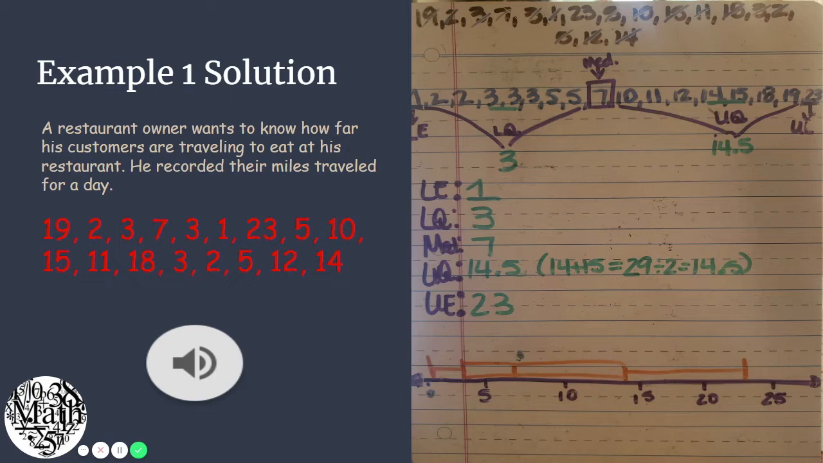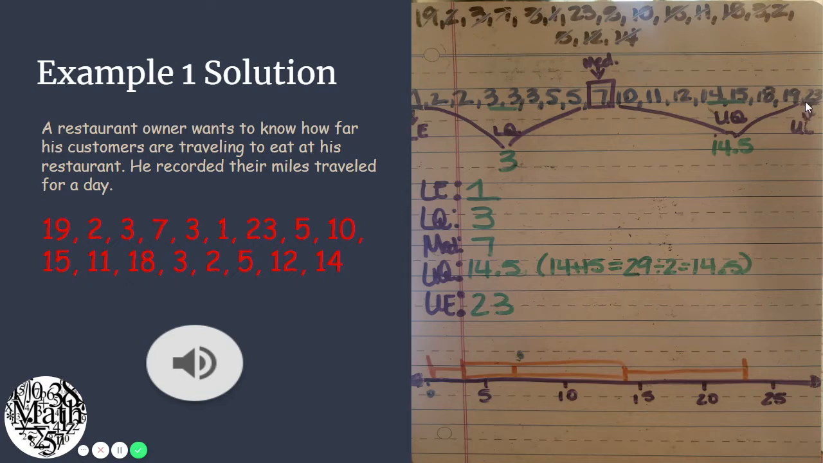It's the number that is in the middle. So with that being said, let's go through and use this set of data to locate those 5 components. For the lower extreme, we notice that the smallest number for question number 1 was 1. So therefore, your lowest extreme would be 1. Your upper extreme, which should be your greatest number in the set of data, should be 23.